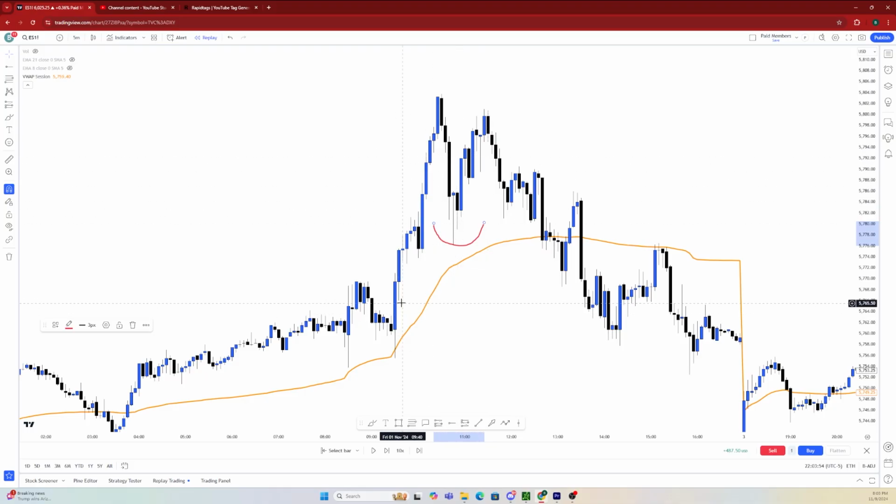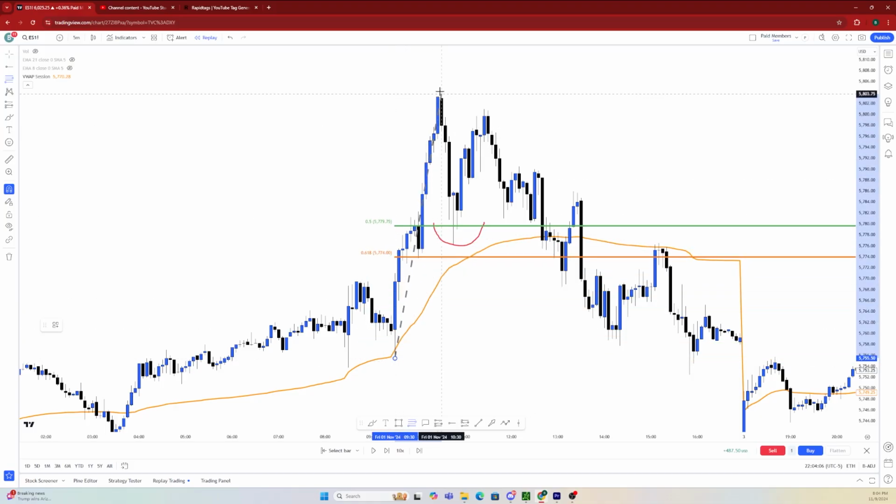So after this very large aggressive move up, when ES pulled back, SPY actually ended up hitting VWAP. So VWAP was up here on SPY. Plus on top of that, if we take a Fibonacci retracement from this pivot low to this pivot high, price did end up bouncing right off of that 50% retracement.